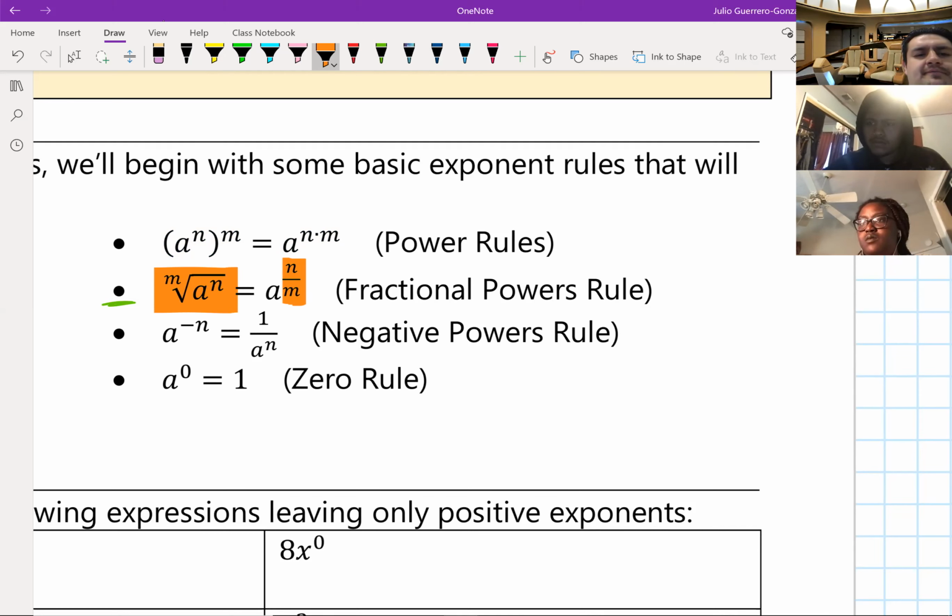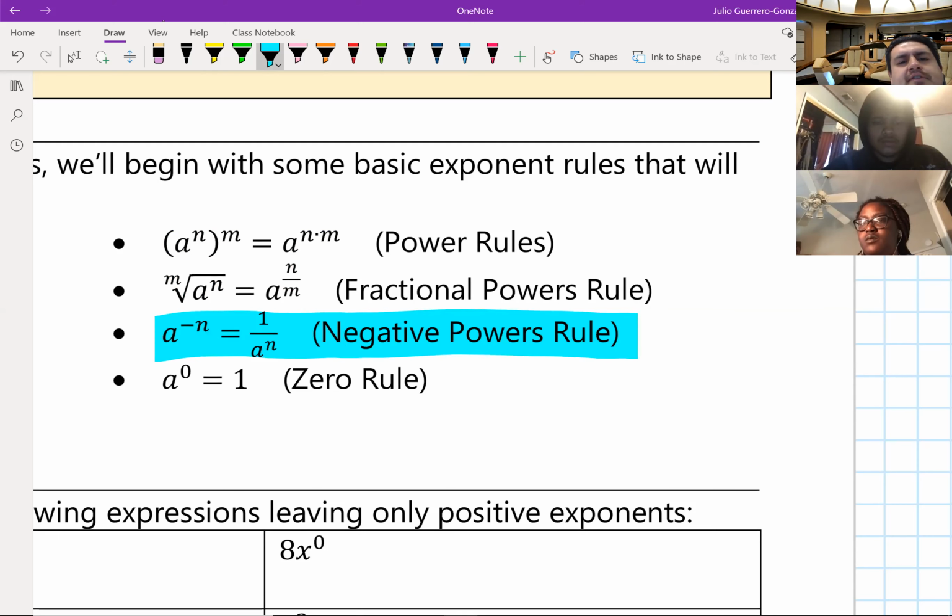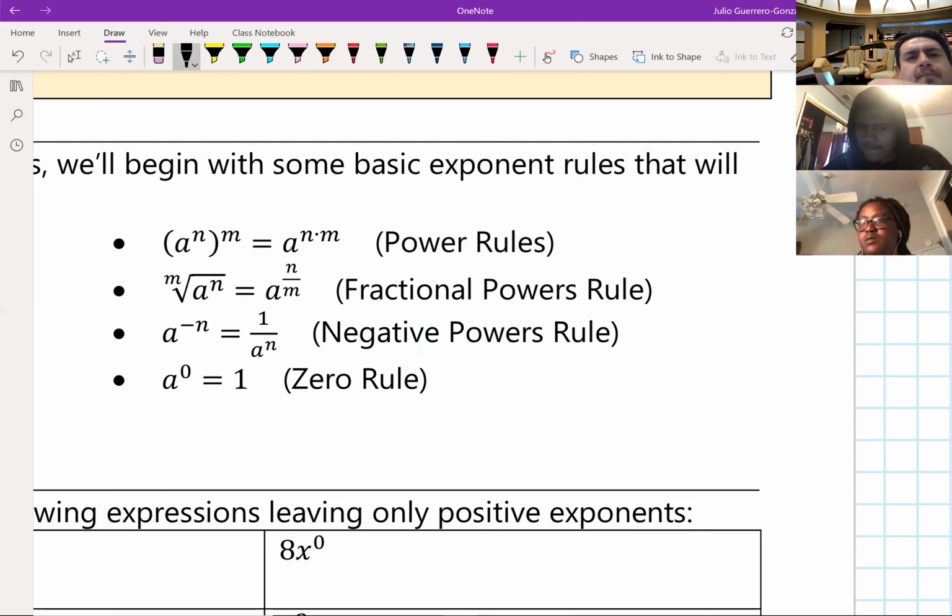The next one, though, the negative powers rule. This is the one that we're going to be using very repeatedly today. Specifically, it deals with that negative. If you have that negative there, then that means you can do this to it: 1 over the positive of it. This one's actually going to show up a lot, specifically because we're about to do some graphing with it. And then the very last one, this is just to round out the rules.